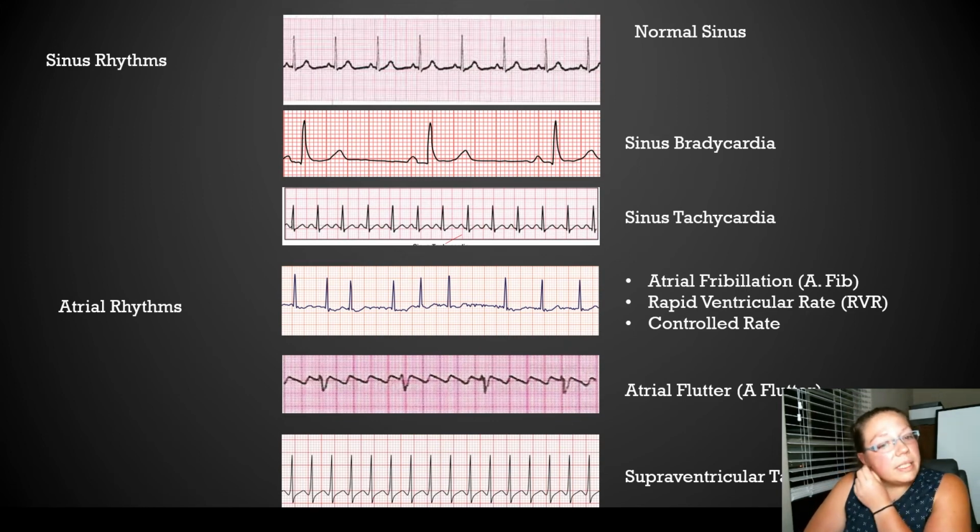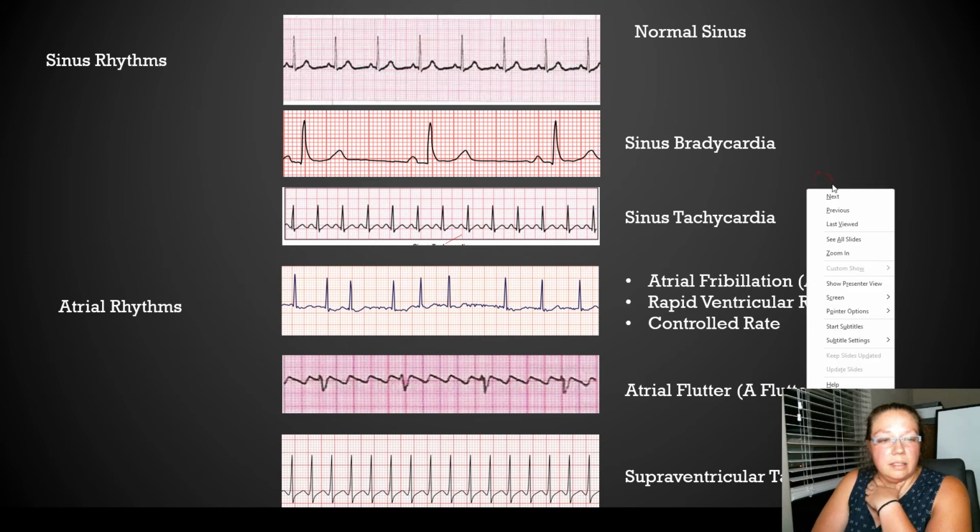I'll leave this up for a little bit so that you guys can take a picture of it or take notes or whatever. But these are your common rhythms that you're going to see in your patients all the time. And just while I have it up, I'll tell you, sometimes you'll see a QRS complex like this. That's going to be called a PAC. And sometimes you're going to have a wide, weird looking complex, and that's going to be a PVC. It's going to look like this.